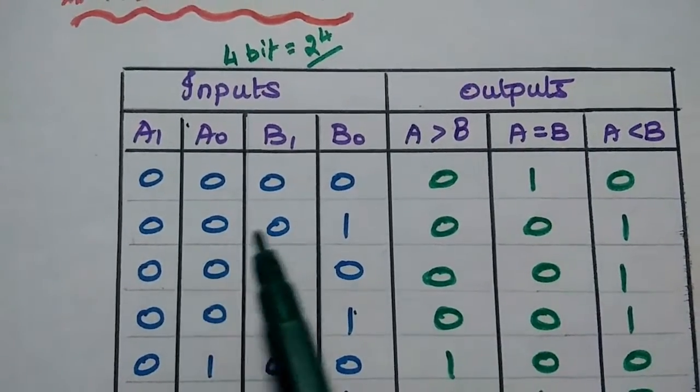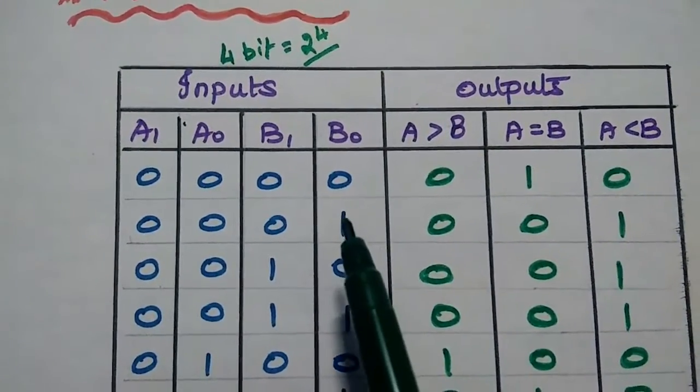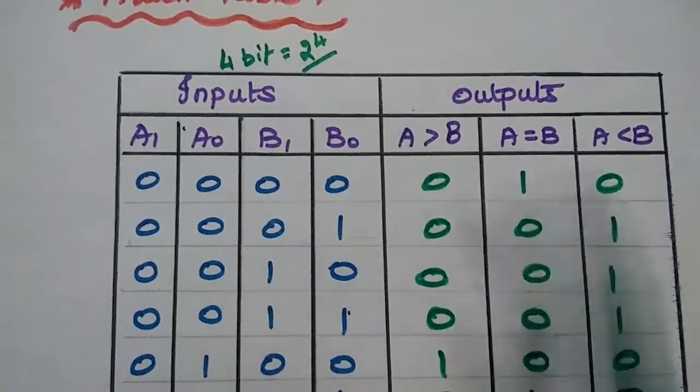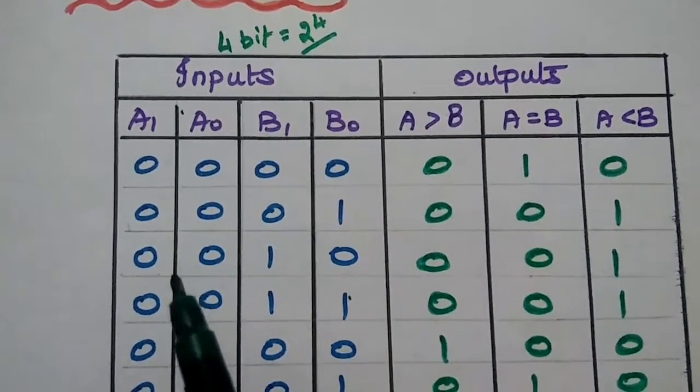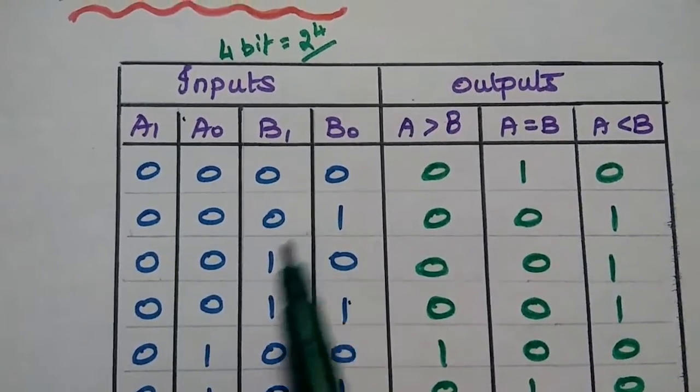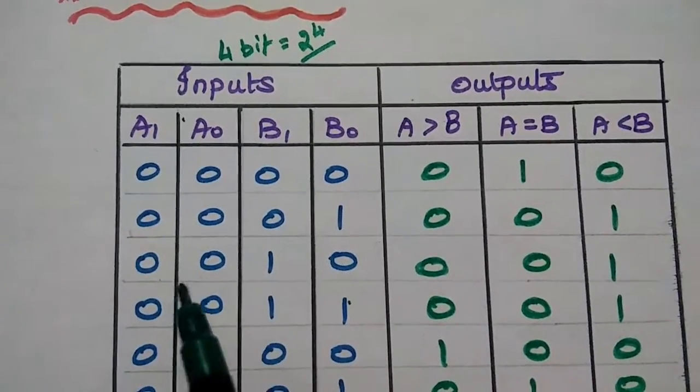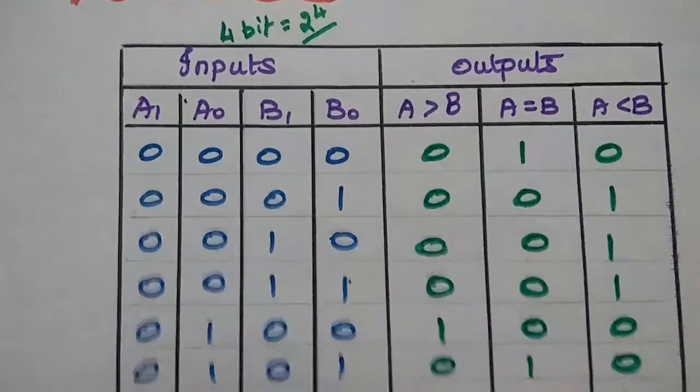So next A is 0, 0. Here B is 0, 1. So B is greater than A. So put 1 over here. And 0, 0. Here it is 1, 0. So B is greater than A. So we can put 1 here.